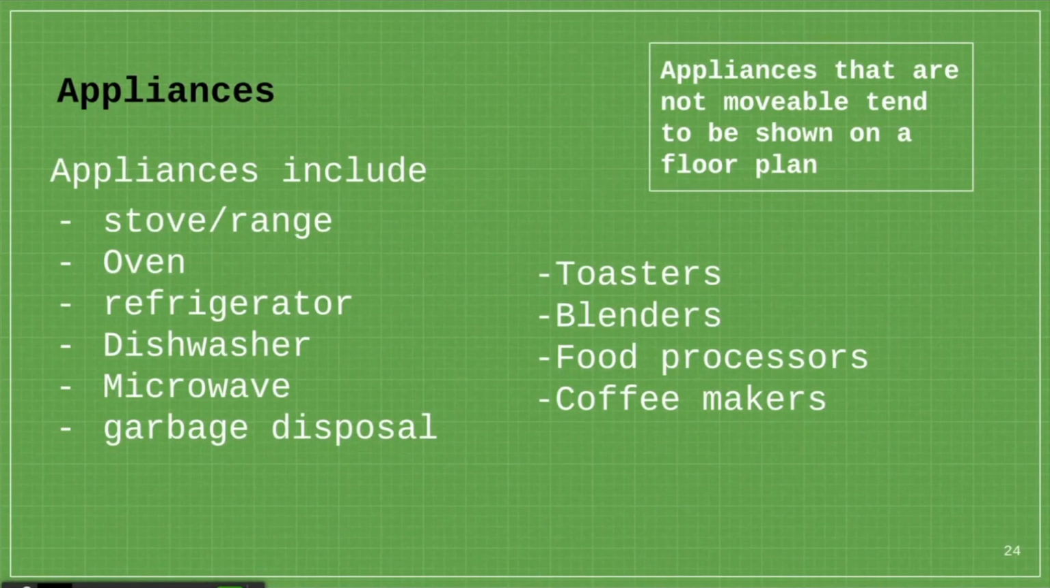So appliances. Appliances include a stove or range, oven, refrigerator, dishwasher, microwave, garbage disposal. Those are all things you can include in your kitchen plan. There's also toasters, blenders, food processors, and coffee makers. But the ones that you would actually show on your floor plan are the ones that aren't movable. So a toaster, blender, coffee maker, those aren't a large thing that has to be secured or need a water line or be attached to the sink or things like that. They're usually not mounted devices. So only these bigger appliances that are mounted and larger would be actually shown on a floor plan. These smaller ones would not be.